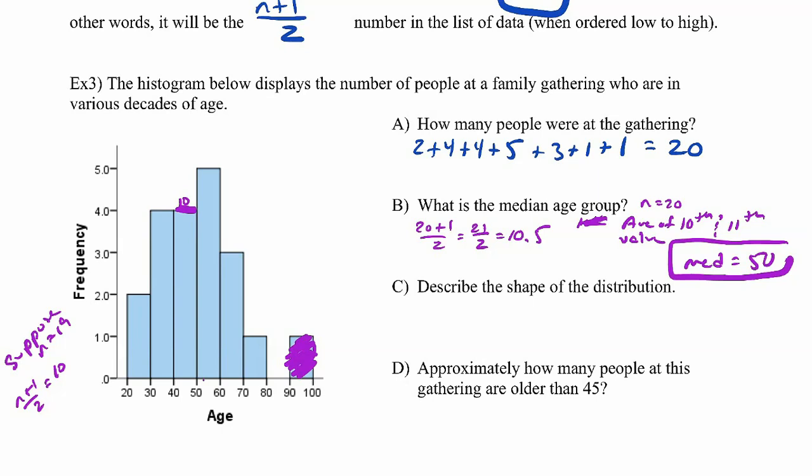But the way this one played out, the 10th person was there, the 11th person was picked up right here, and 50 cuts that off right in the middle. So the median age here is 50 when we include all the data.